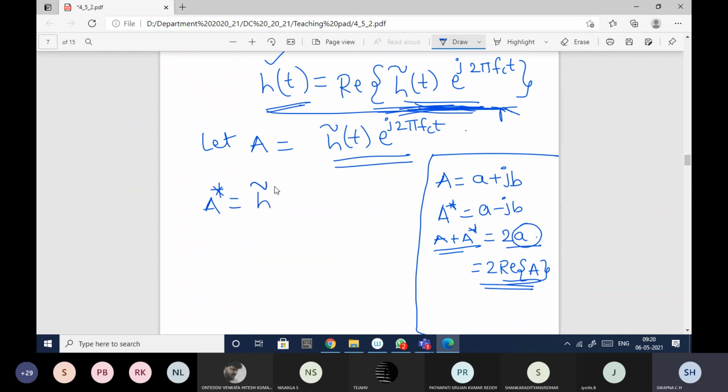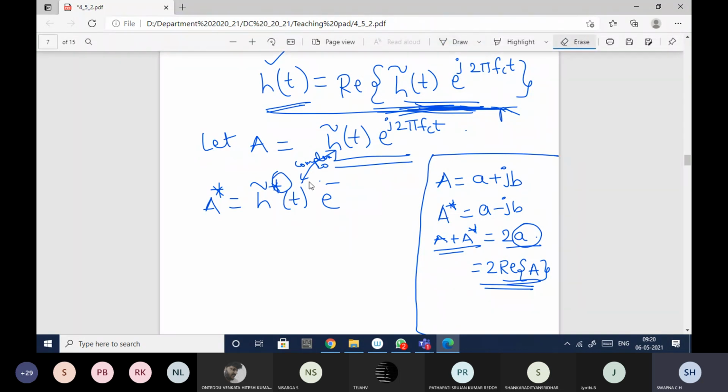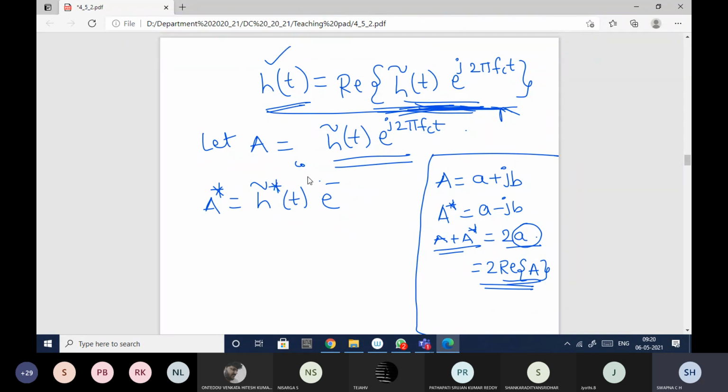What will be A star? It will be H tilt star of T into e power, the complex conjugate of this. What will be the complex conjugate of e power j2 pi fct? Minus j2 pi fct. And H tilt star of T, I'm just assuming that it is the complex conjugate of H tilt of T. See, if I'm taking star, it means that it is a conjugate. So here I'm taking the conjugate of H tilt of T.